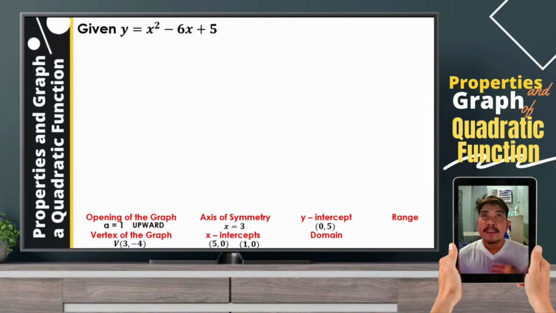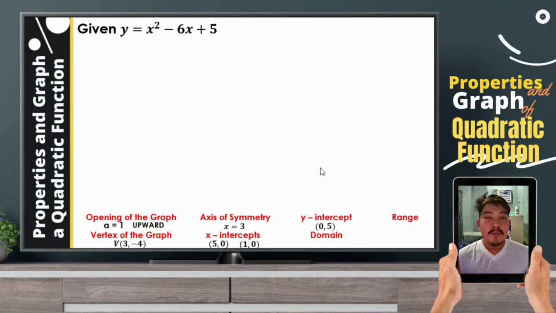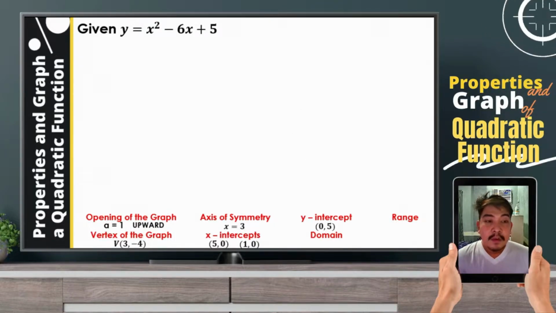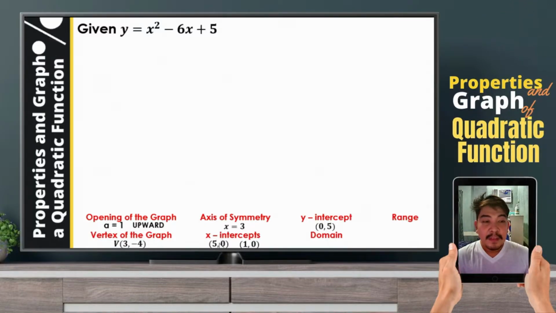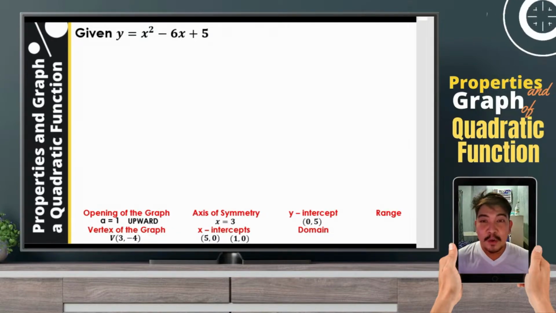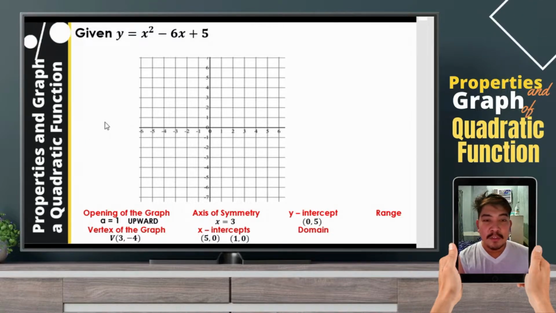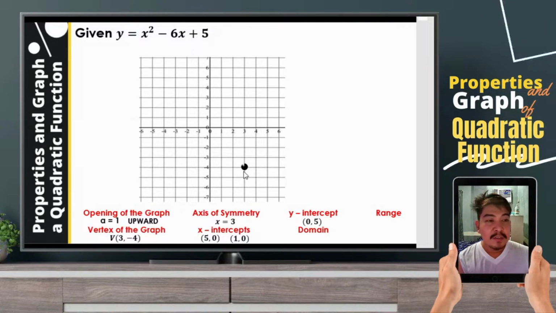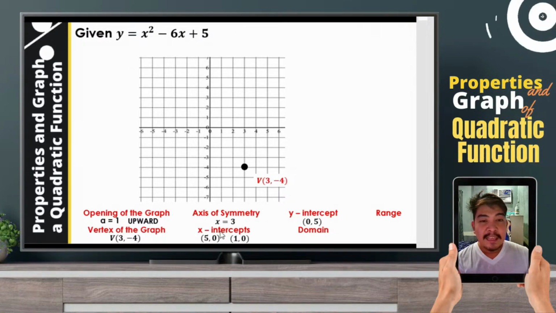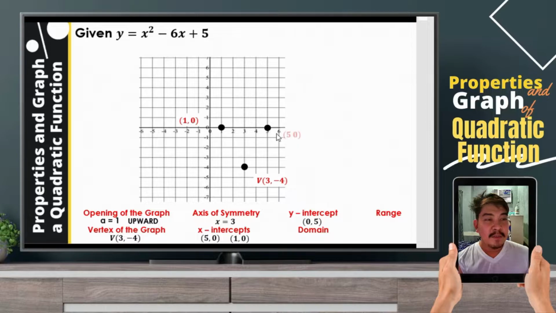Okay? So to have accuracy and preciseness of the graph. If you can see, we already have here 4 points: the vertex, the 2 x-intercepts, and the y-intercept. So let us now graph our parabola. This is the Cartesian plane. The first thing that we should do is to plot the vertex. This is the vertex that is labeled 3 comma negative 4. And then let us now have the x-intercepts, 5 comma 0 and 1 comma 0. So this is 1 comma 0 and this is 5 comma 0.